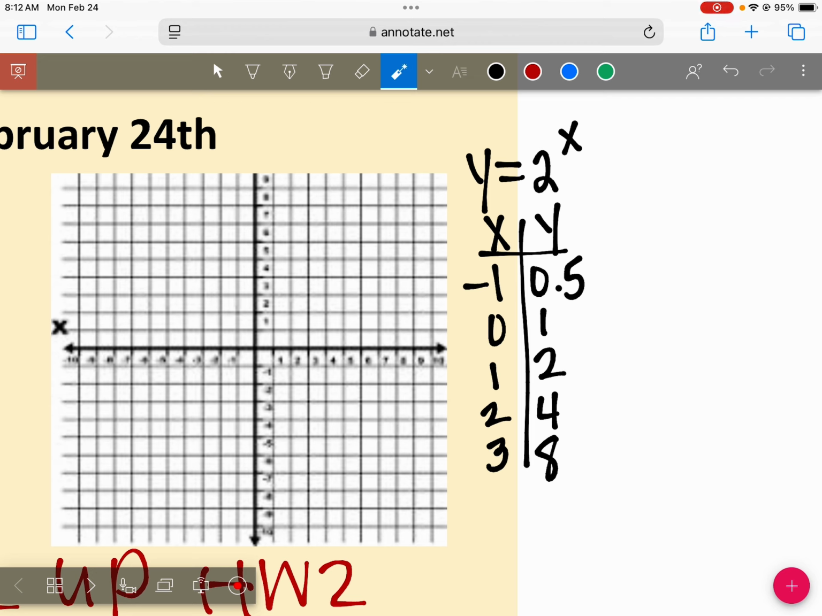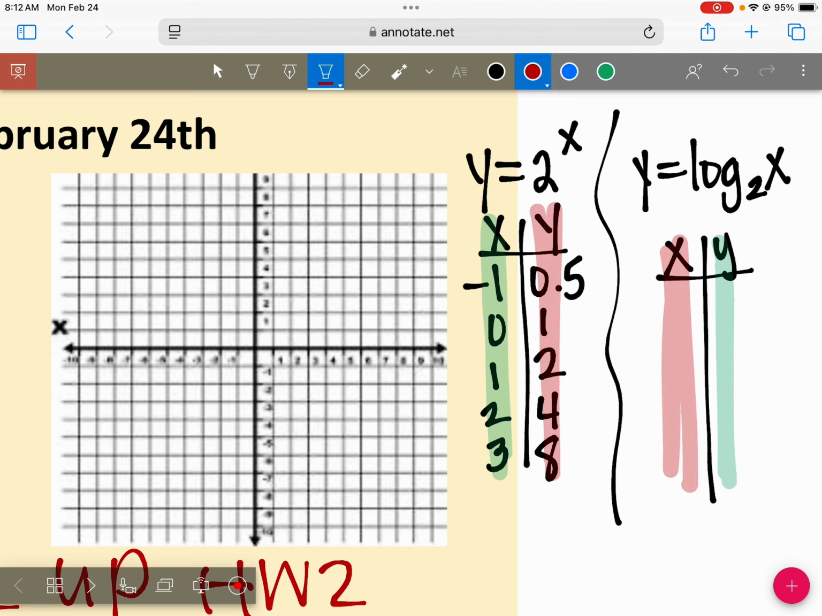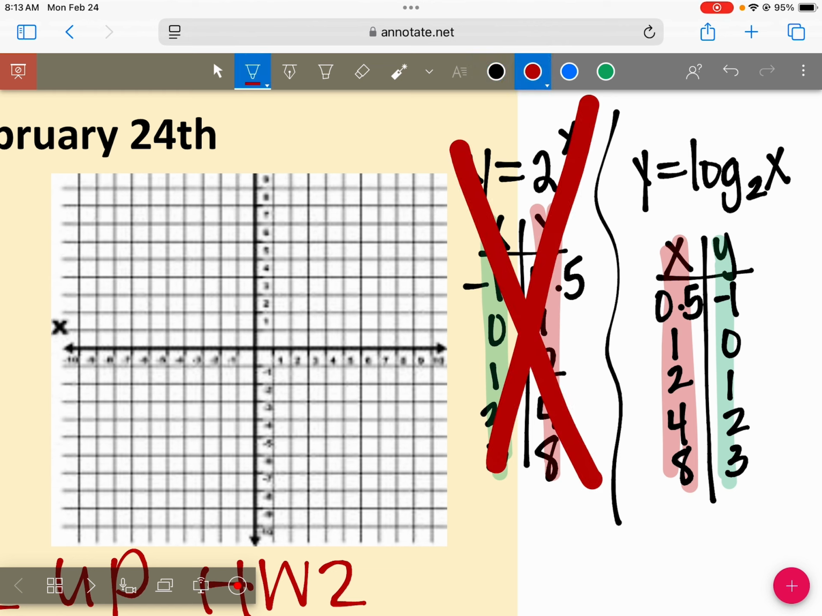All right, so now let's flip this table. We're not going to graph it. So all of these numbers are going to go here. And then all of our y values will go here. So let's go ahead and do that. Let's flip our table. And then we're done with this table. We don't need this anymore.